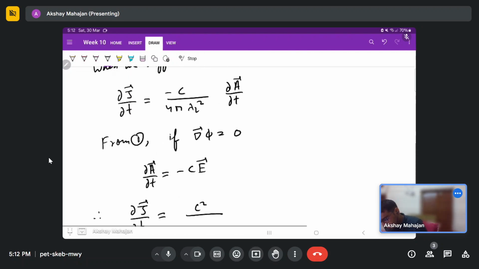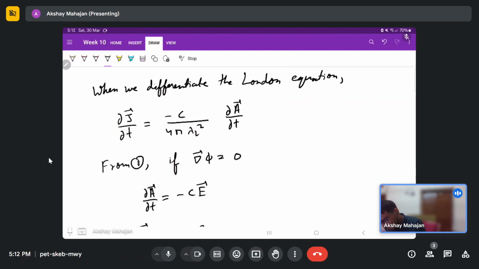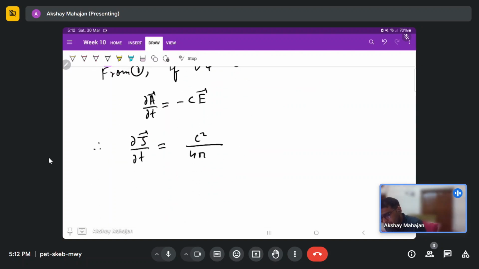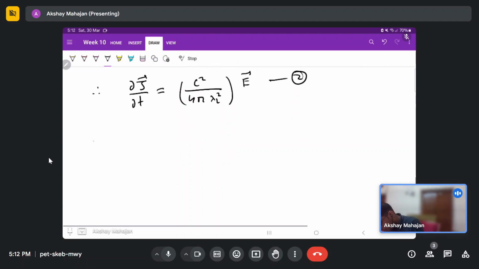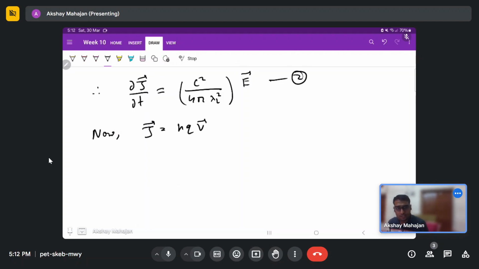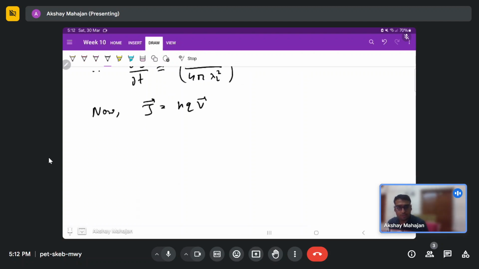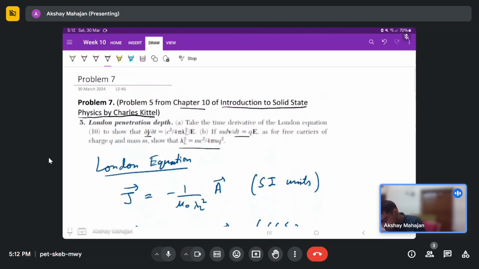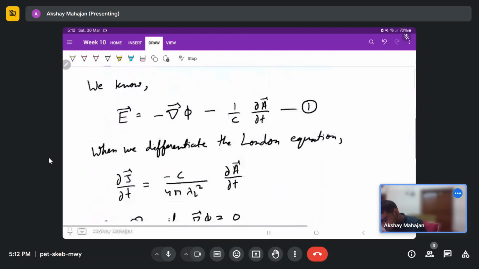Okay, so just put del A vector by del T in this equation, we get c square upon 4 pi lambda L square times E vector. Let's say this is our equation number 2. Now we know that our current density J, we can write it as n times q times V vector for free carriers. So let's say n is the concentration of the free carriers and q is the charge, as given in this problem as well. We have to consider charge q here.